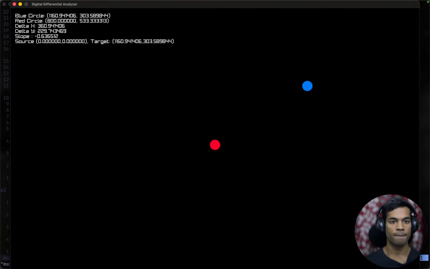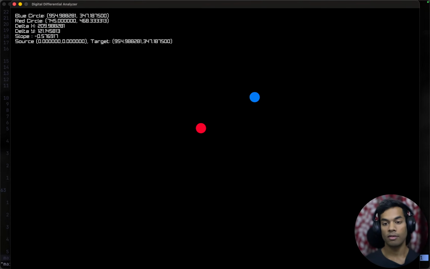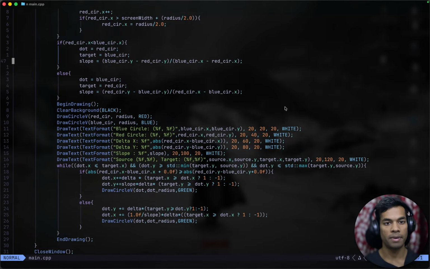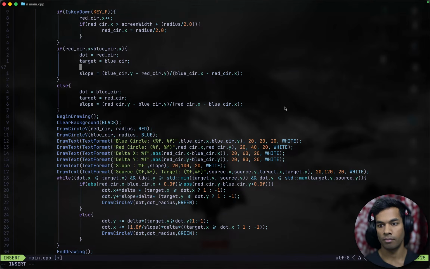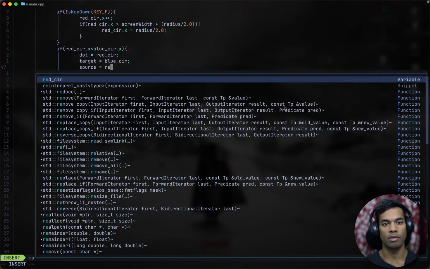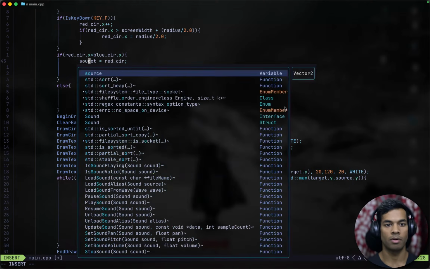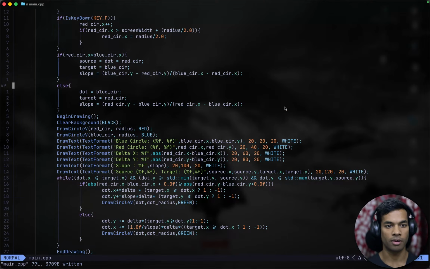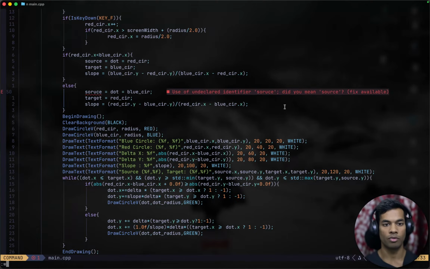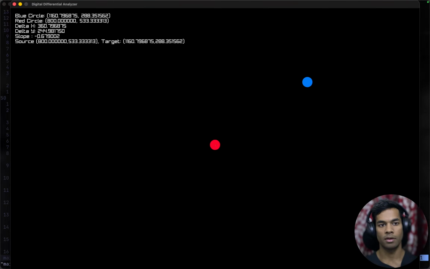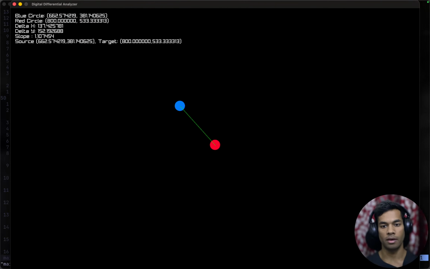And okay, y is source 0 0. Source is 0 0, which does make sense. We are not taking source here. Source equals red circle, and here source equals red circle, and okay.